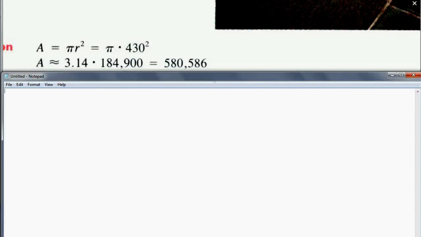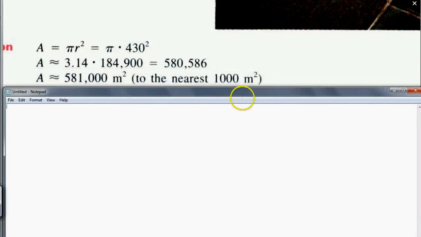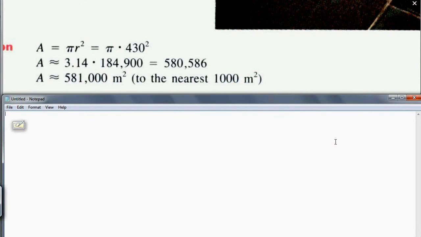But we're not done. Why not? How about Andrew? Why aren't we done? You need to put it to the nearest thousand. That's right. We haven't rounded this. What would you get if you were to put the nearest thousands place? 581,000. That's right. And of course, in meters squared, right? That's the unit. Okay, easy enough. Okay. Does this make sense?